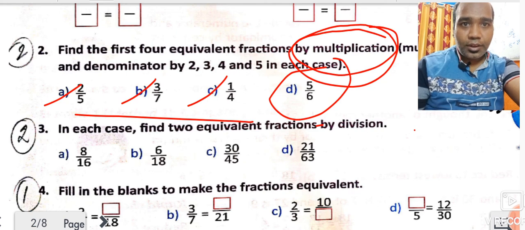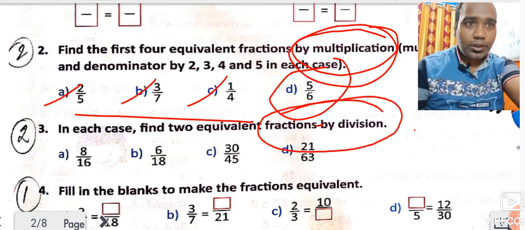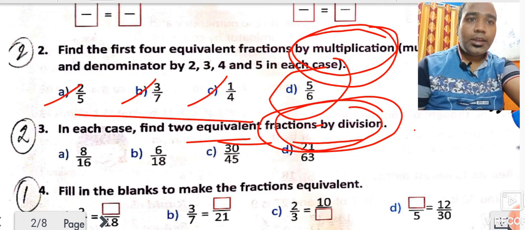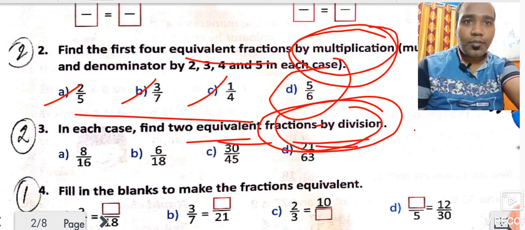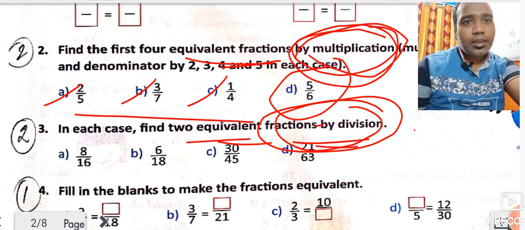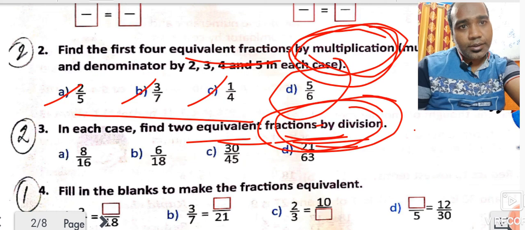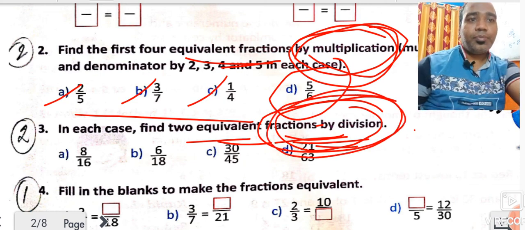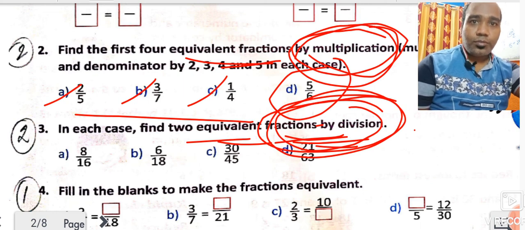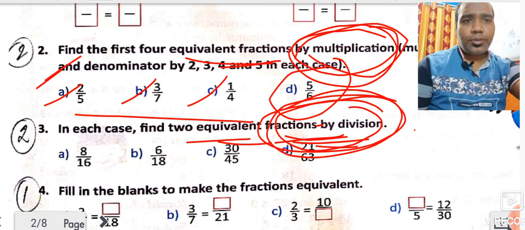Now in the next class we'll discuss finding the equivalent fraction by division. Today we have discussed equivalent fractions by multiplication. In the numerator and denominator we were multiplying the same number. In the same way we'll divide by the same number for finding the equivalent fraction. Okay, so question number 2 you will complete on your own.